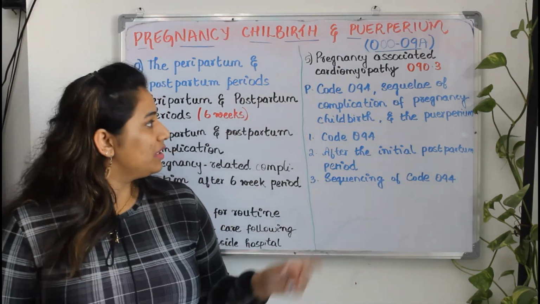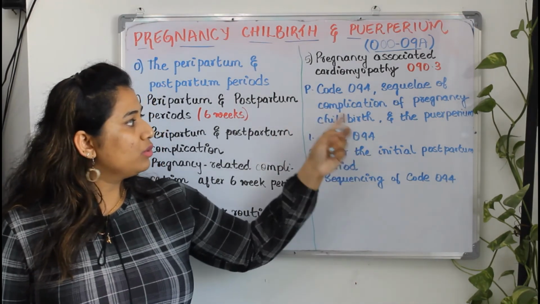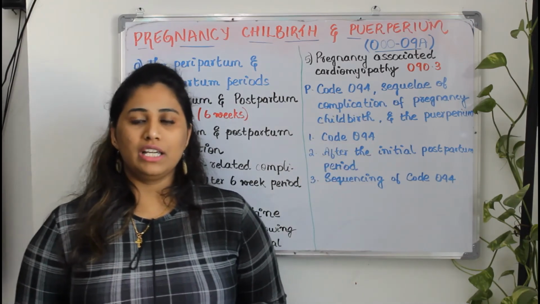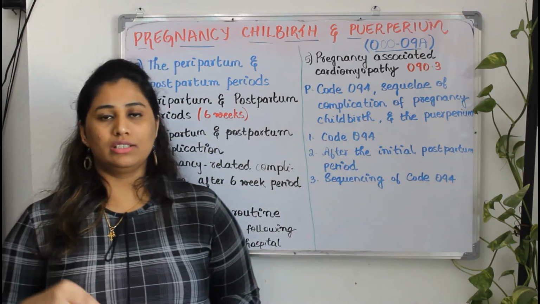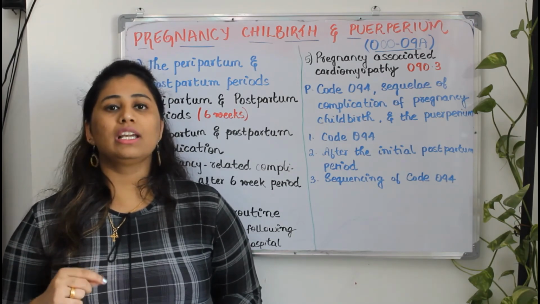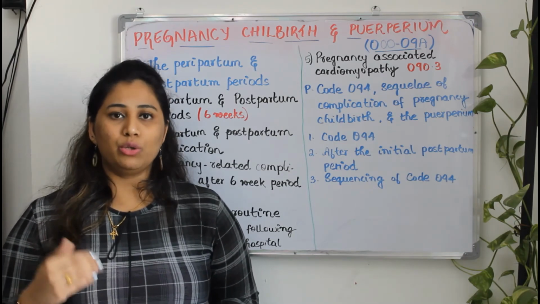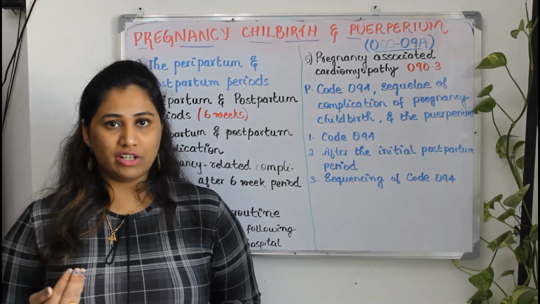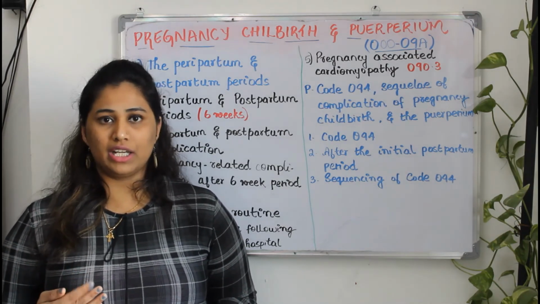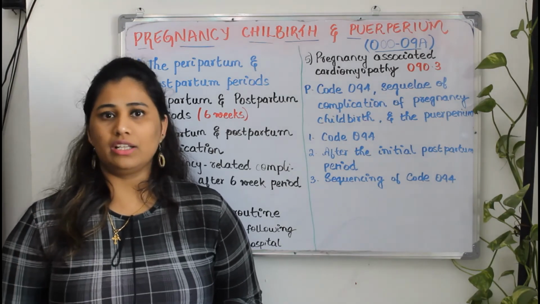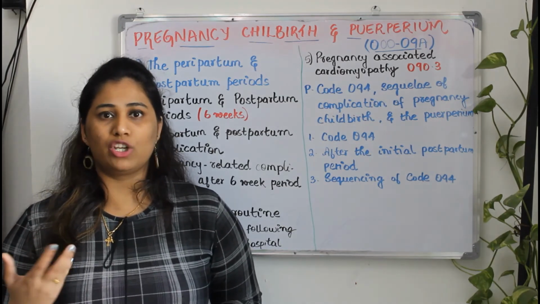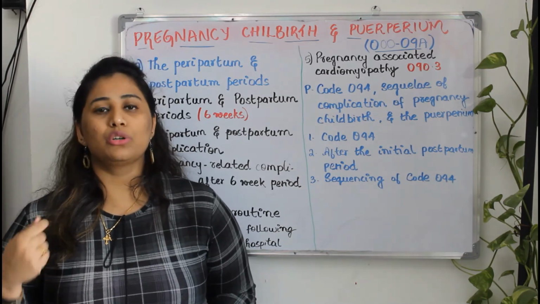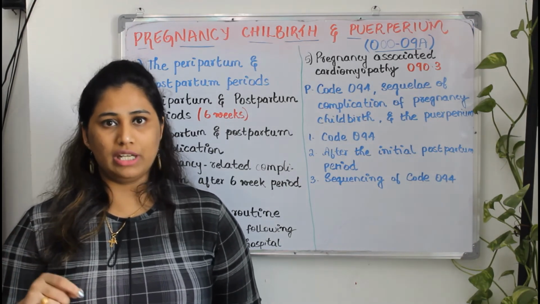Okay, so the next point is code O94, sequelae of complication of pregnancy, childbirth and puerperium. For example, if the patient is having some complication at the time of delivery, like a perineal tear during normal delivery, sometimes the patient may get a second degree perineal tear, third degree perineal tear, all those things. Like at the time of using forceps, vacuum or anything, if the patient is getting any kind of complications, then the doctor will be doing a particular management for that one.